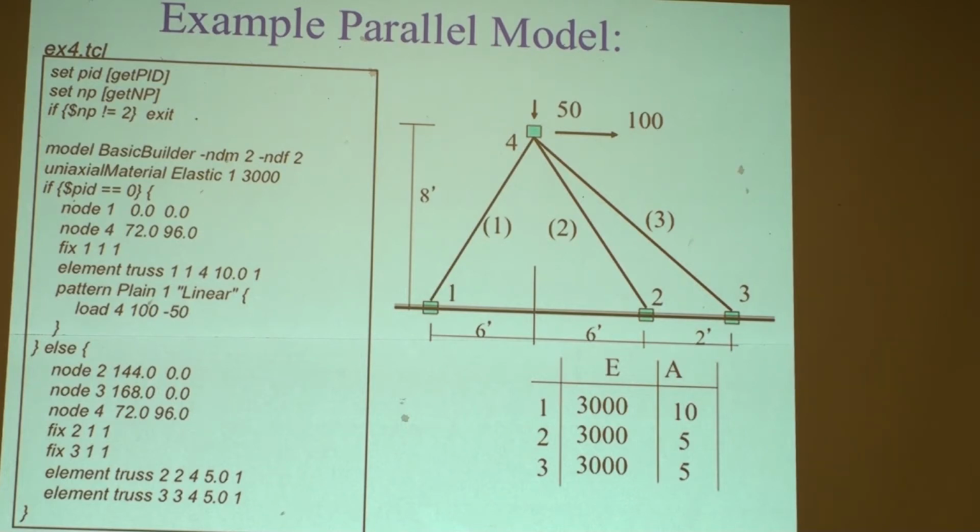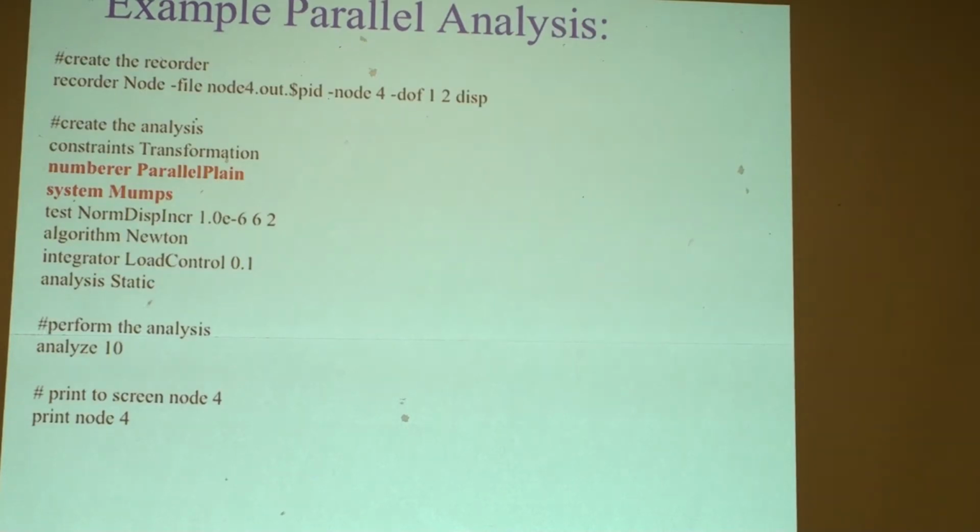So here's the parallel analysis. So pretty much all the commands you've seen before except the ones in red. As I said, you had to use a parallel number when you use the parallel MP for parallel models. So I'm using parallel number and I'm using a parallel solver to test the mumps.